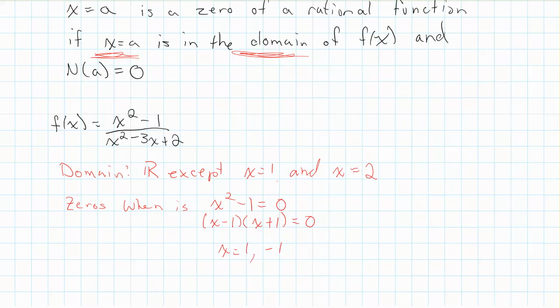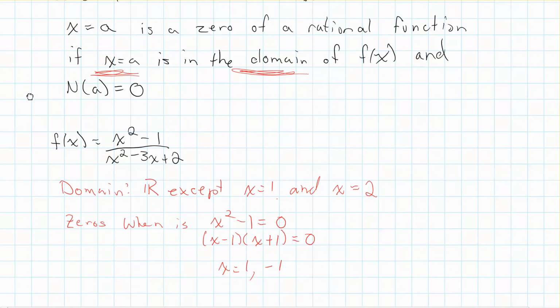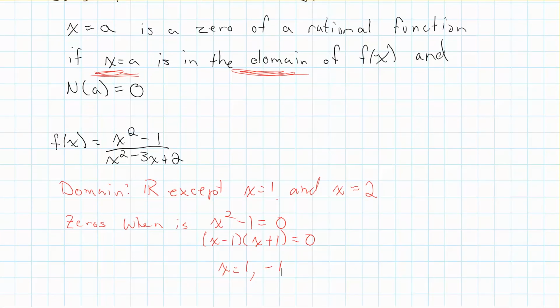But then remember, for a rational function, in order to be a zero, you have to be in the domain. But look, x equals 1 is not in my domain. So I don't have this as a zero. Even though it makes the numerator 0, it's not in my domain. We found the domain first, then you go for the zeros. And you always have to do that in that order. You have to figure out what your domain is first.